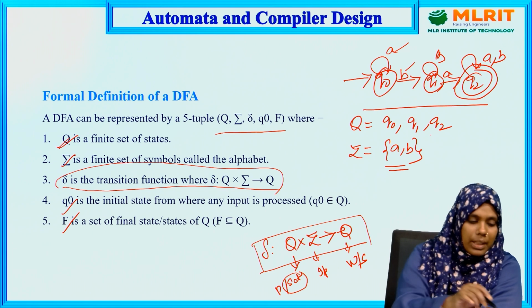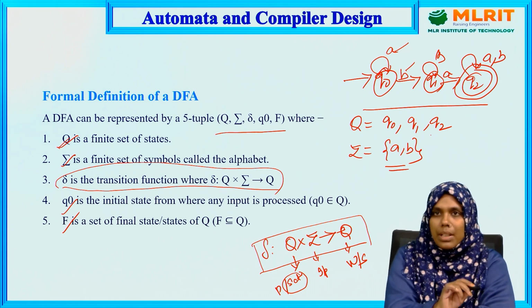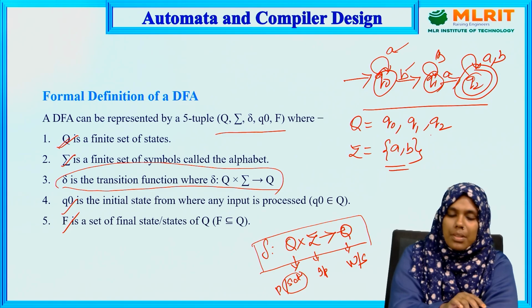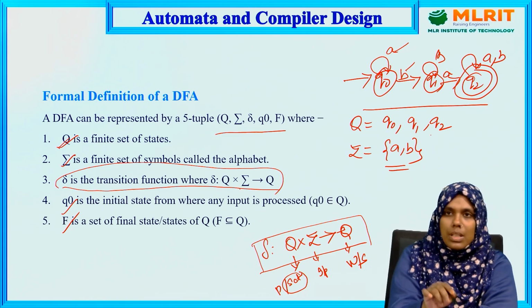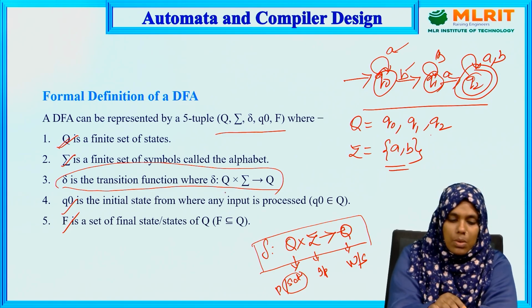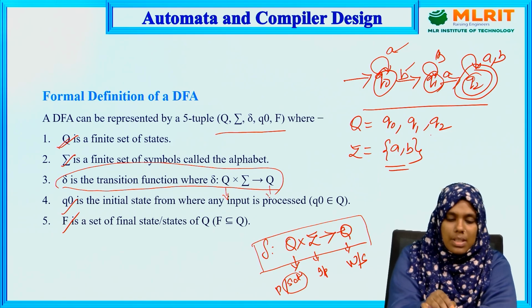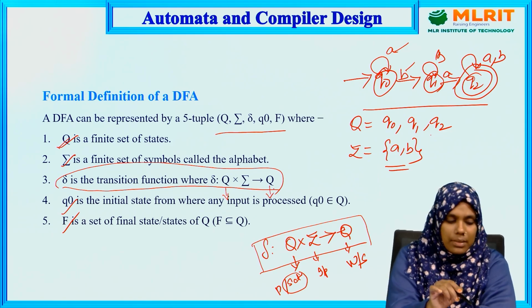This is important: whenever we discuss the DFA, we have to know what the transition function is. The transition function for DFA is Q into sigma tends to Q. The first Q is the present state and the last Q is the next state.